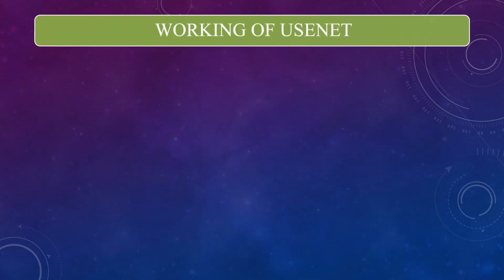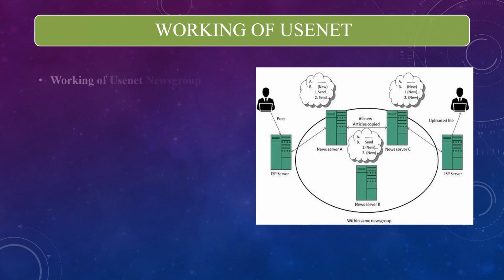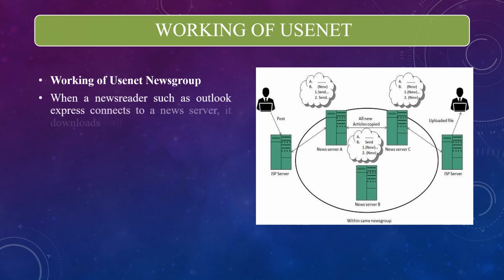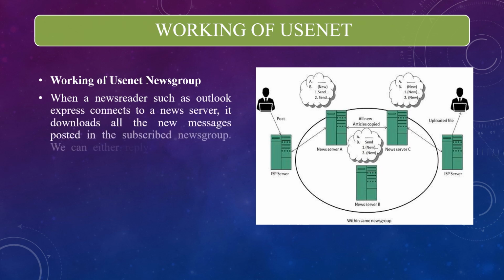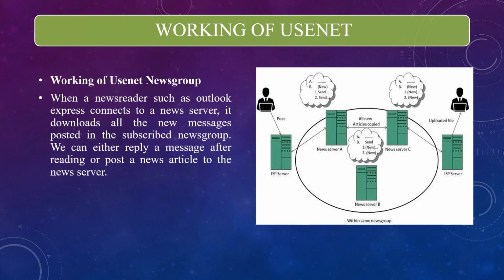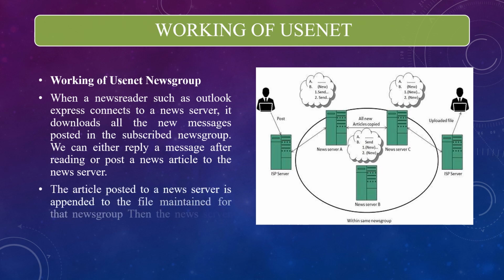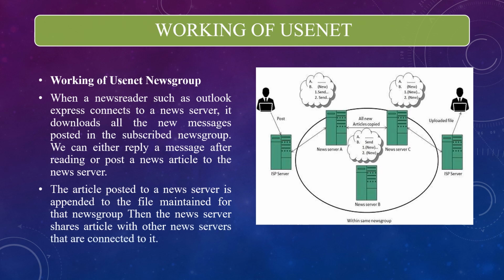Now let's see the working of Usenet. Working of a Usenet newsgroup: when a newsreader such as Outlook Express connects to a news server, it downloads all the new messages posted in the subscribed newsgroup. We can either reply to a message after reading or post a news article to the news server. The article posted to a news server is appended to the file maintained for the newsgroup. Then the news server shares the article with other news servers that are connected to it.